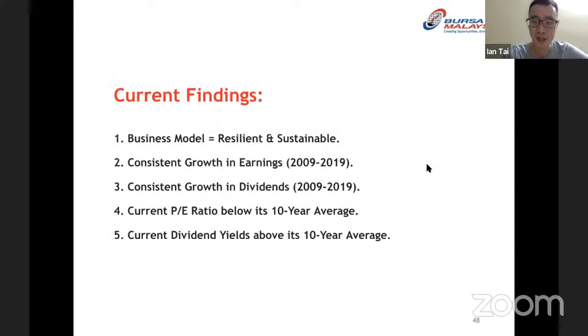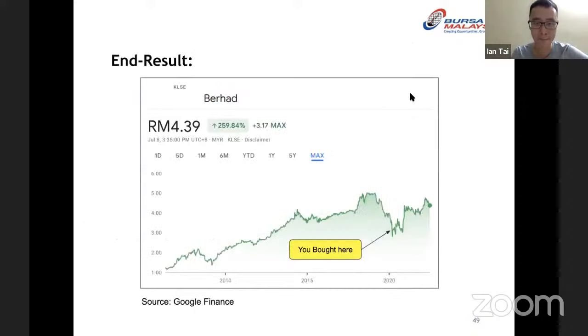Now, here is the current finding. Business model: resilient and sustainable. Consistent growth in earnings and dividends. PE ratio below its 10-year average. Current dividend yield above its 10-year average. Just buy. All right. So that is the system, the process that I use in order to find discounts in the stock market. Here is the end result of this stock.